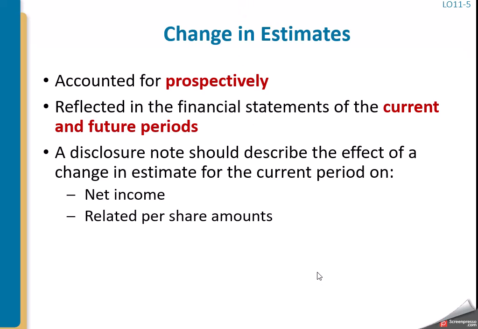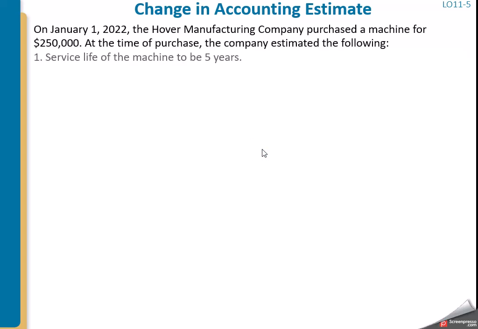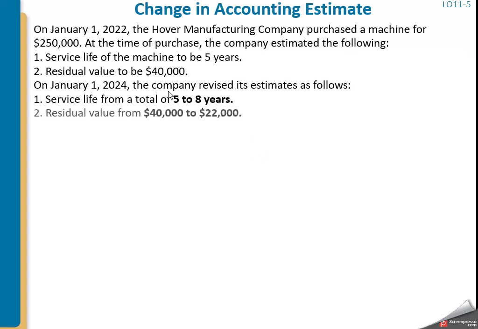All right, then we can have times where we change our estimates. So we might say, okay, we don't think that it's going to last for as long as we initially thought. Or in this example, we're going the other way. We think it's going to last for longer. We initially set up this machine and said it's going to last for 5 years. Now we've decided we're going to push it out to 8 years.